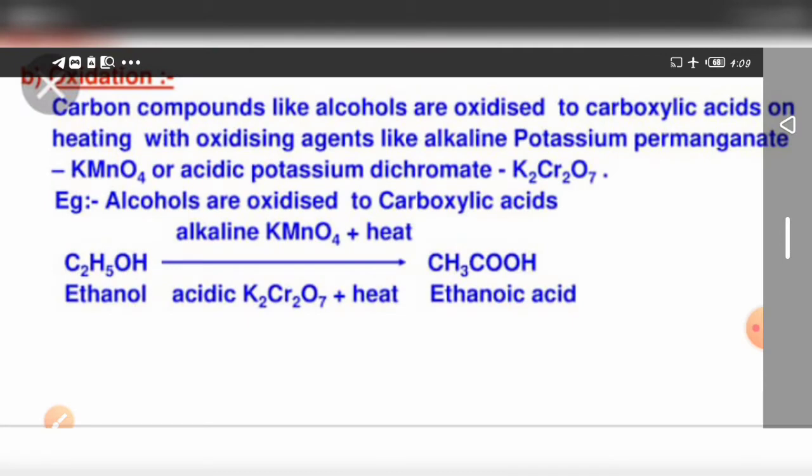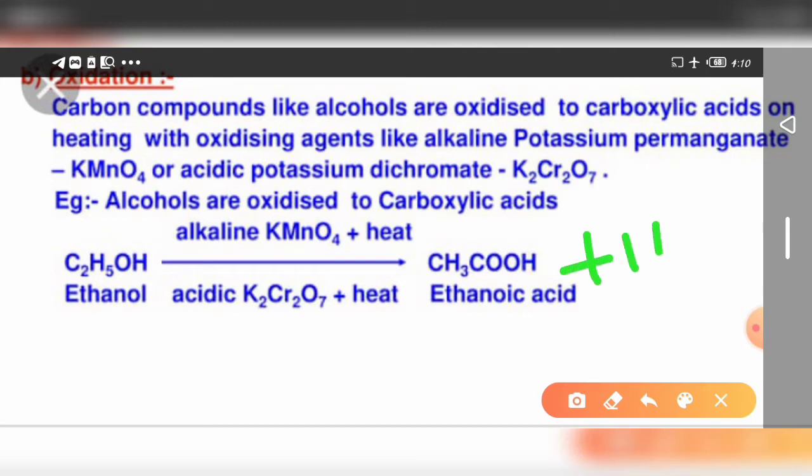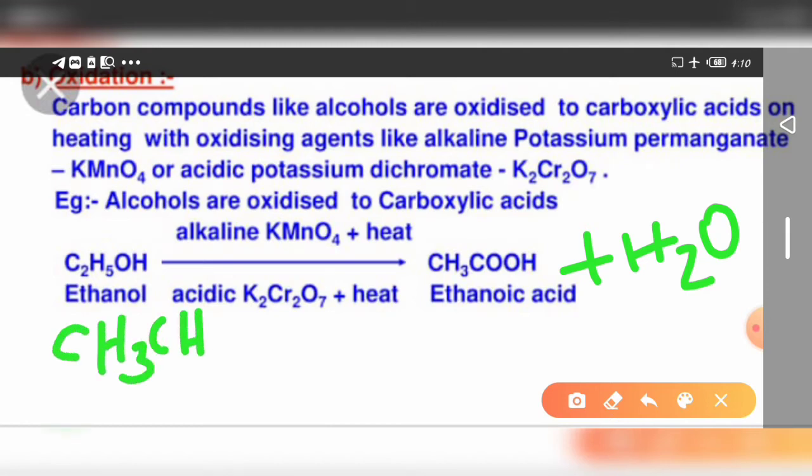It is the oxidation of ethanol in the presence of alkaline potassium permanganate or acidified potassium dichromate. It gives ethanoic acid plus a water molecule. How will it be formed? See here, you write it as CH3CH2OH. This is the formula of ethanol. Here two hydrogens will be removed and one oxygen will be added.